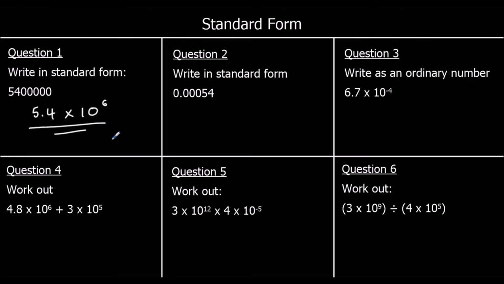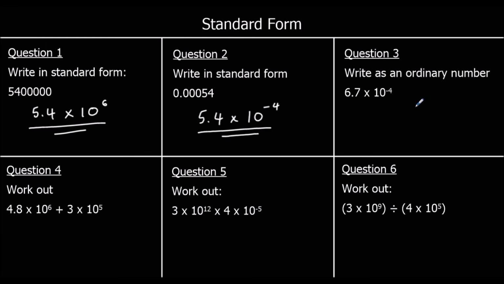For the second one, I've got 0.00054. I'm going to write it in standard form again. So the number between 1 and 10 is going to be 5.4. And it's times 10. This time I'm going to divide 5.4 by 10. It's going to be a negative power. And how many times? So 1, 2, 3, 4. So 5.4 times 10 to the power of negative 4.